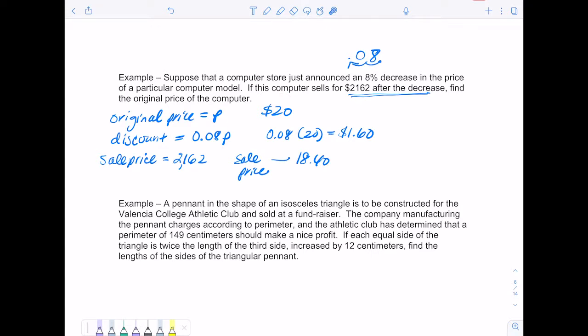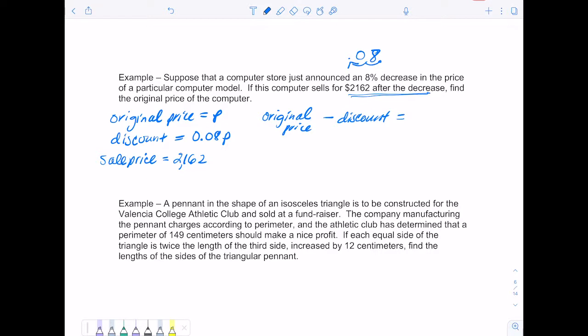So we're going to make an equation. Okay, so let's put this into words. What did we just do there? We took our original price, we subtracted the discount, and we made that equal to the sale price. So I'm just going to fill in everything I have here. My original price is P, my discount is 0.08P, and the sale price is $21.62.